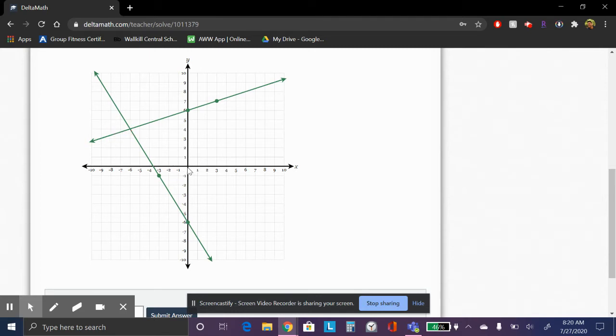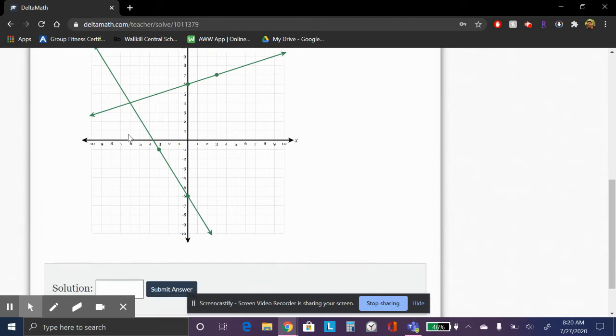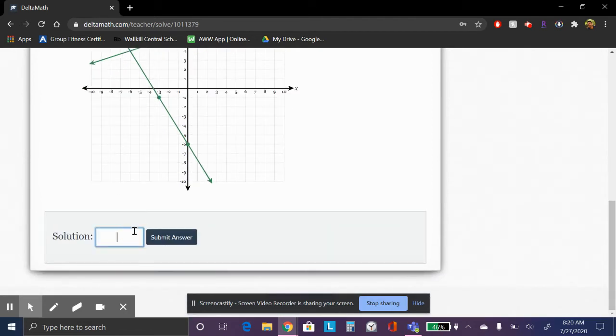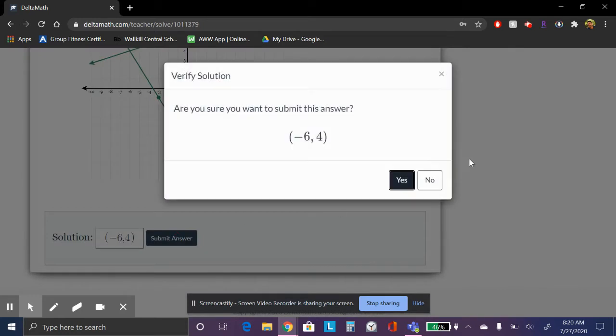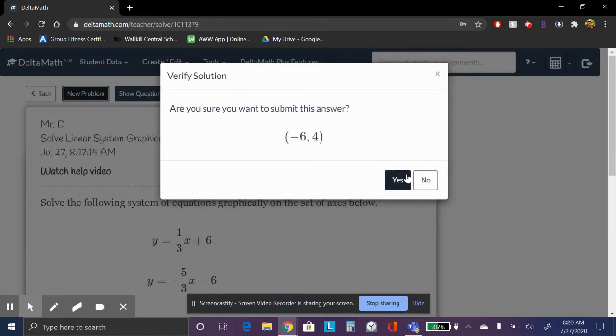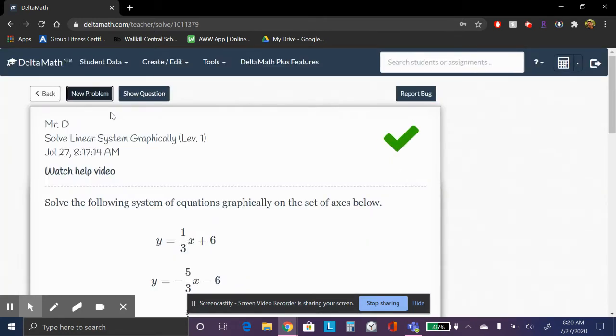We have to figure out where that point is from the origin. The coordinates of that point are (-6, 4). So type in your answer: (-6, 4). They have to be in parentheses or else they're not coordinates. Okay, let's look at another one.